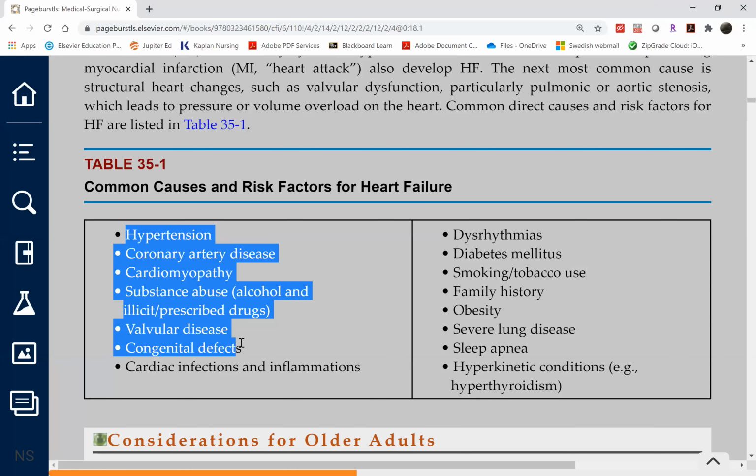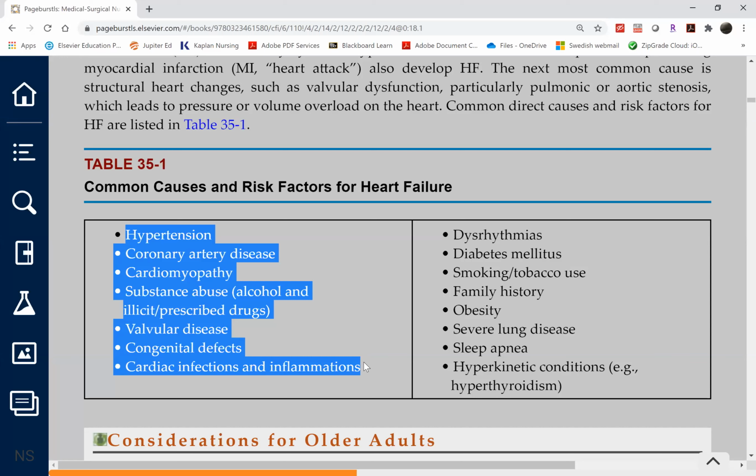Congenital defects. So if you have a hole, this will be discussed in peds, because I don't have any adult patients in med-surg that have congenital defects. So this will be in peds. This will be one of the major cardiac topics for pediatrics, so I'll leave that for them, for Mrs. Buckner.